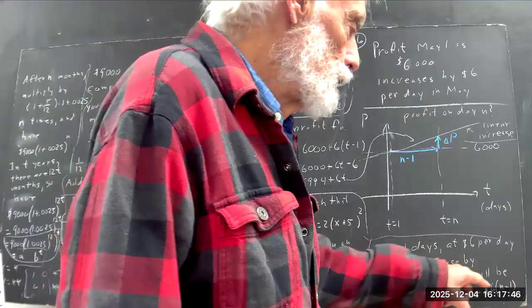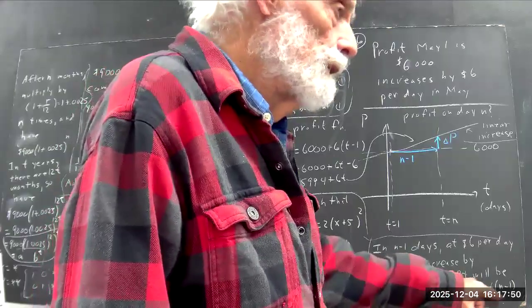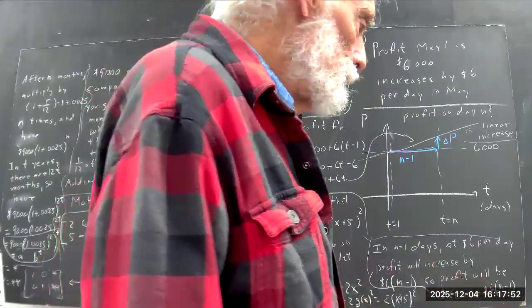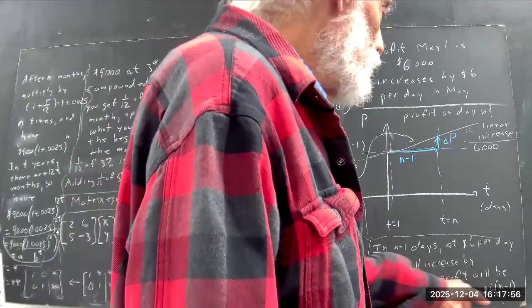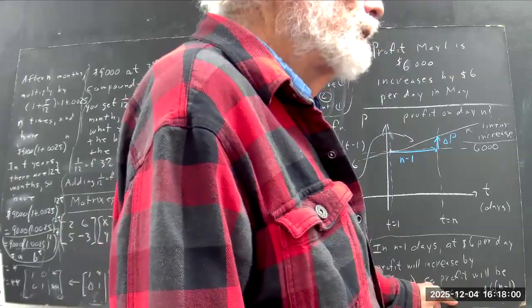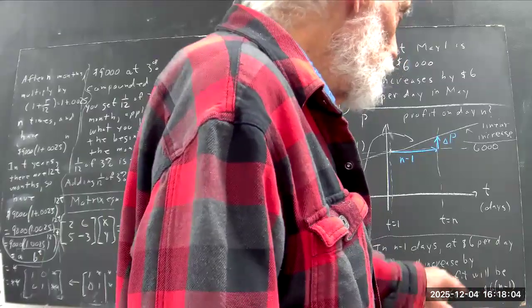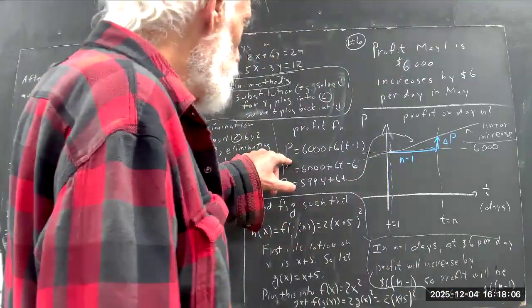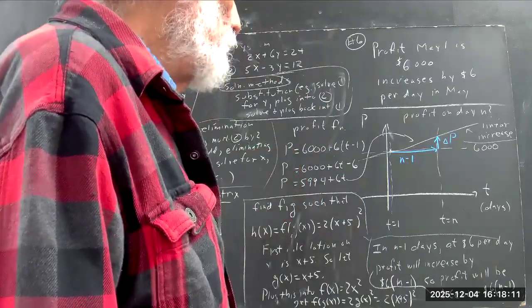That's going to be the change in the profit. Now, the original profit was 6,000, and we're adding this daily profit. So there we have a model for how much profit. We have the $6,000 profit that we started with. We're adding $6 a day for n minus 1 days. So we can say our profit function is 6,000 plus 6 times quantity t minus 1.